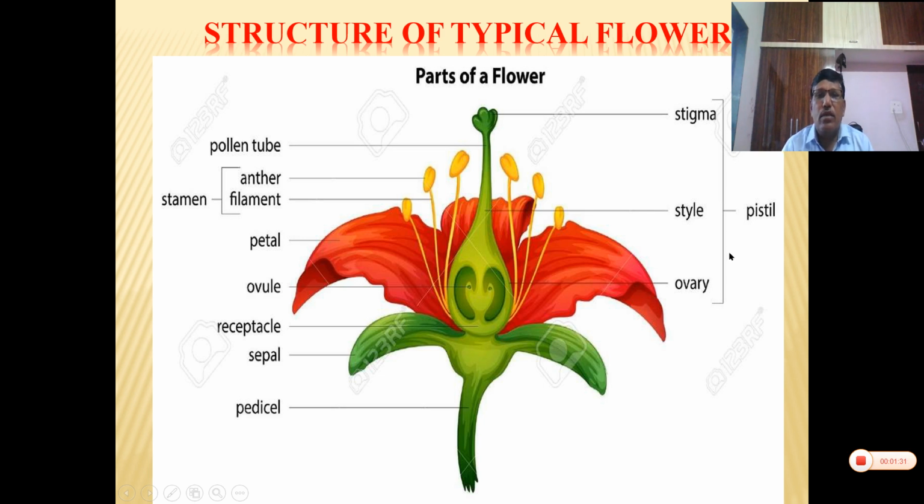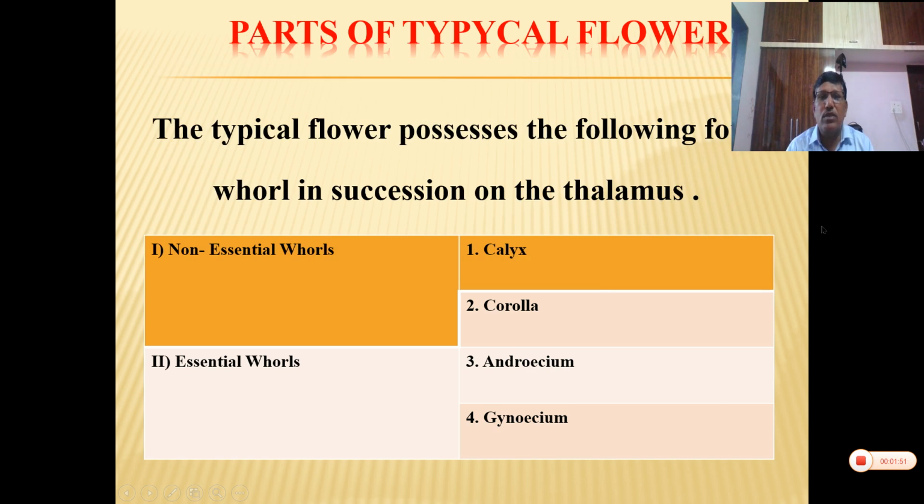This is the diagram of parts of a typical flower. You can see this is the pedicel. This is the outermost whorl, sepal, petal, androecium, and gynoecium. Hence, a typical flower consists of four main parts: calyx, corolla, androecium, and gynoecium.